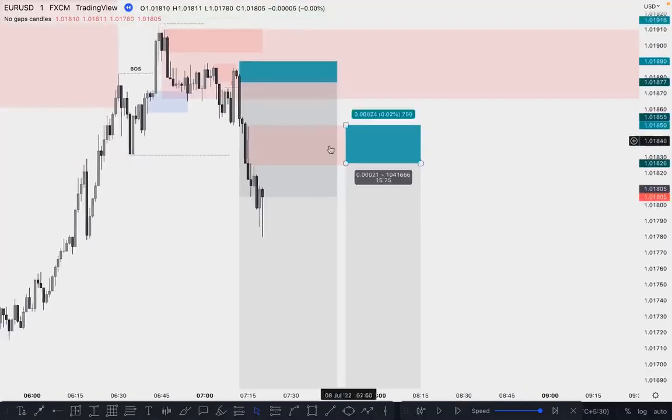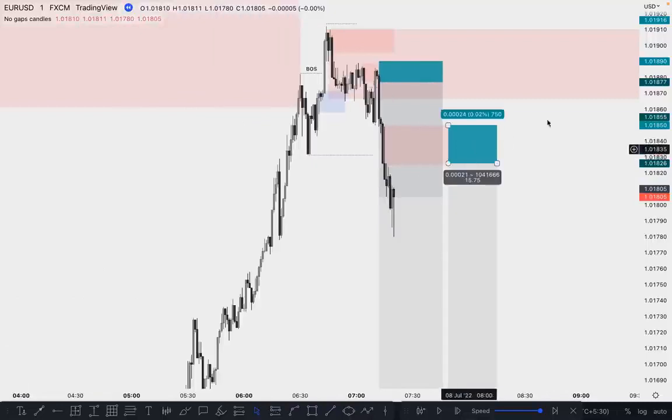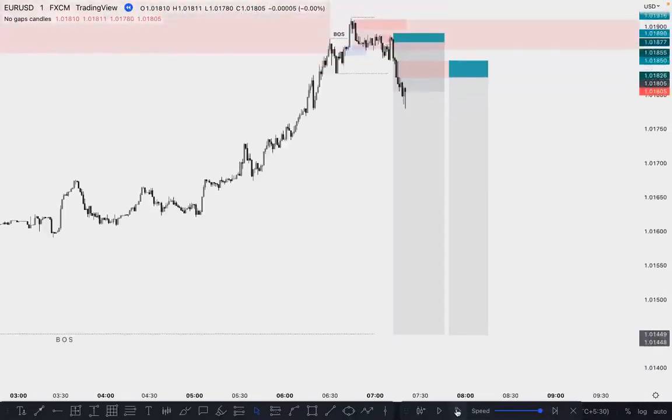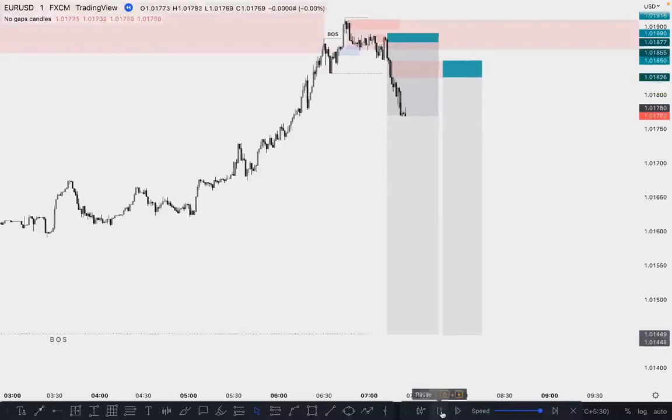Okay, so you can see here the market tapped this zone and gave a little bit of reaction to the downside, and our major target is here, correct. Now let's see what will happen after this.